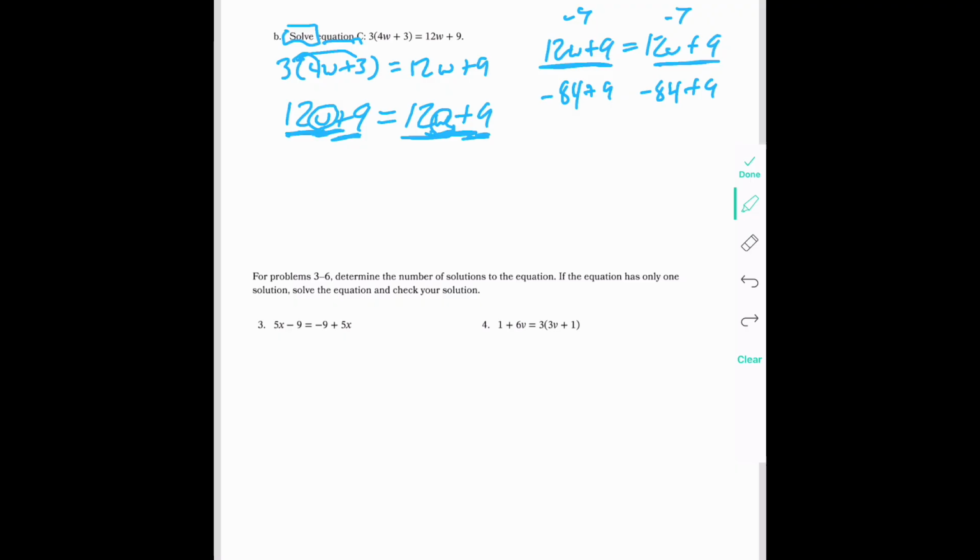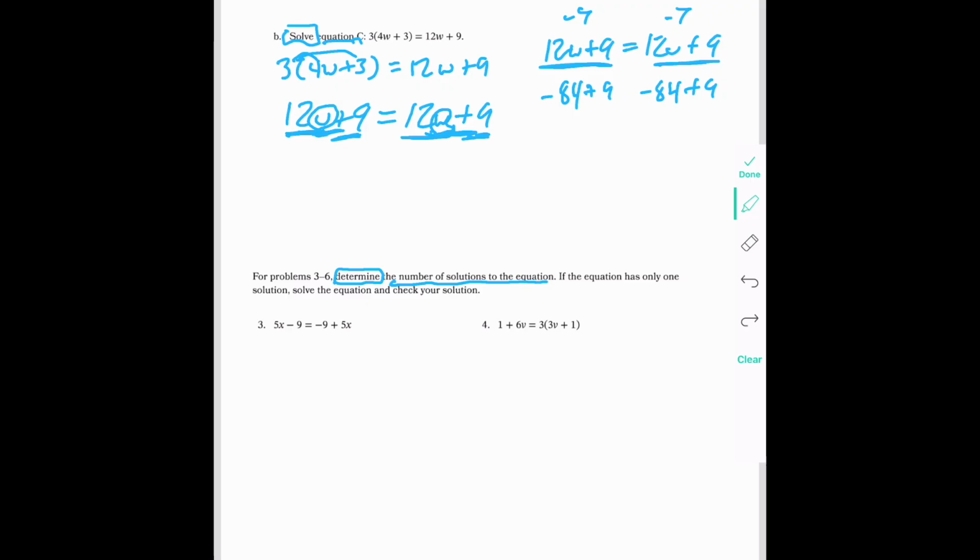Now, let's move on to numbers 3, 4, 5, and 6, okay? For numbers 3, 4, 5, and 6, it says determine, that's the verb, the number of solutions to the equation. All right, that's what I need to do. If the equation has only one solution, solve the equation and check your solution.